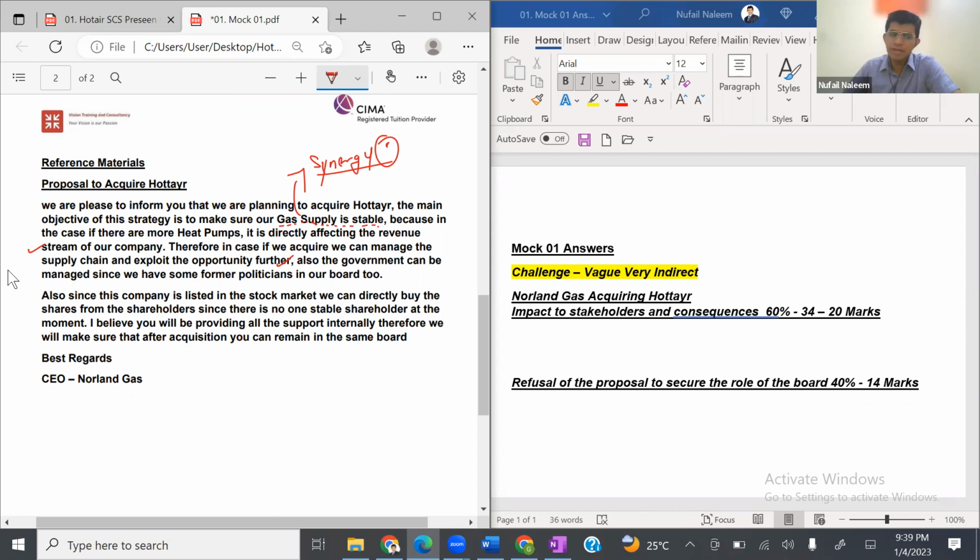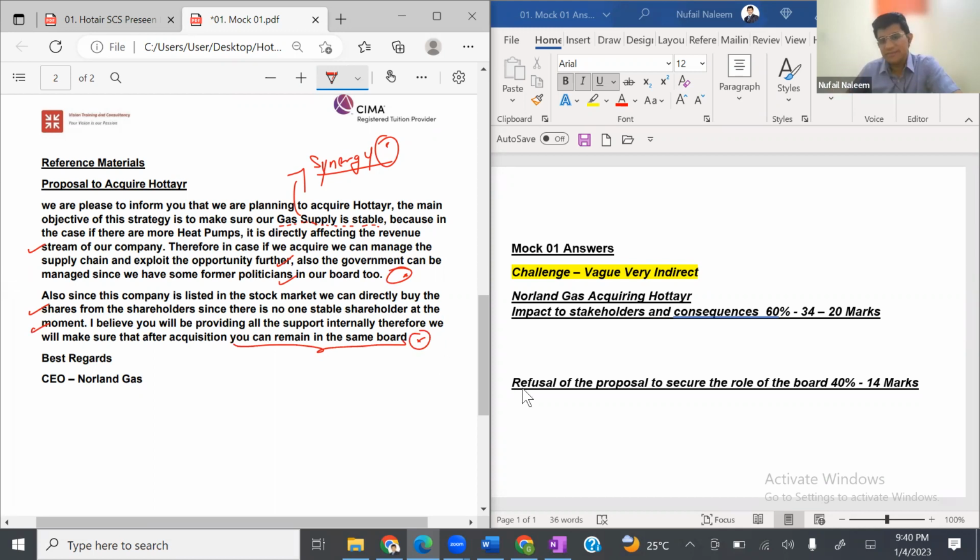Also, the government can be managed since we have some former politicians on our board. Also, since the company is listed in the stock market, we can directly buy the shares from the shareholders, since there is no stable shareholder at the moment. I believe you will be providing me all the support internally. Therefore, we will make sure after acquisition you can remain on the board. That means they are also giving them an opportunity that even after acquisition, you can still remain on the board.